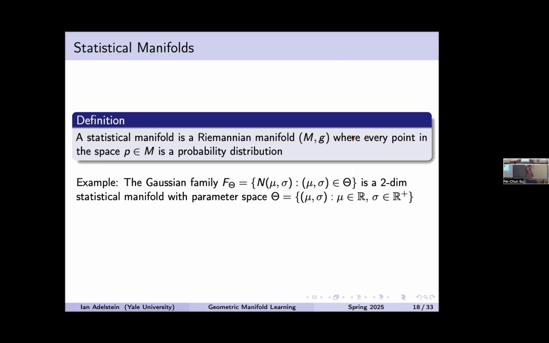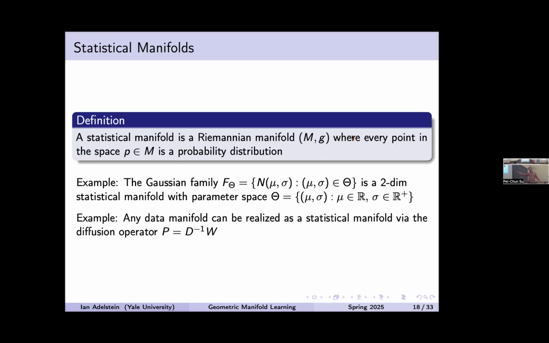Right? For every parameter pair, I get a normal distribution over the same probability space, the reals. And you'll note that this kind of looks like the upper half plane, right? Because the mean can be any real number and the standard deviation has to be positive. And we'll come back to this upper half plane model in a minute.